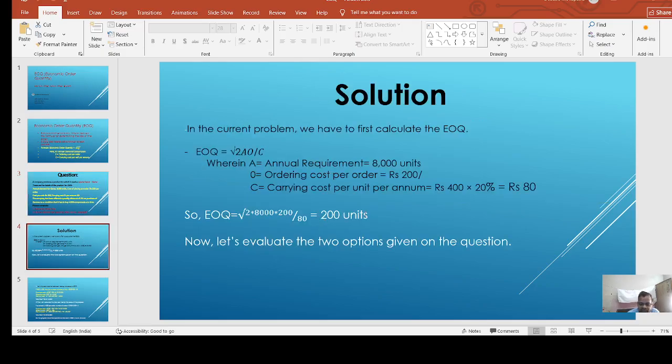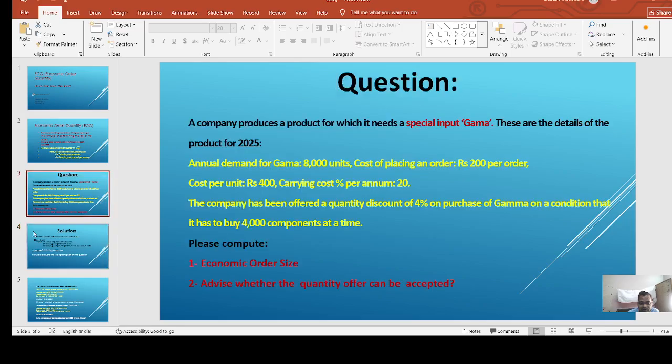It means the company should buy 200 units per purchase of the special input gamma. This is the economic order quantity, and at this EOQ level, the material cost is minimum. But the company has been given a proposal by the supplier that if you buy 4,000 units, then it will provide the company 4% discount.